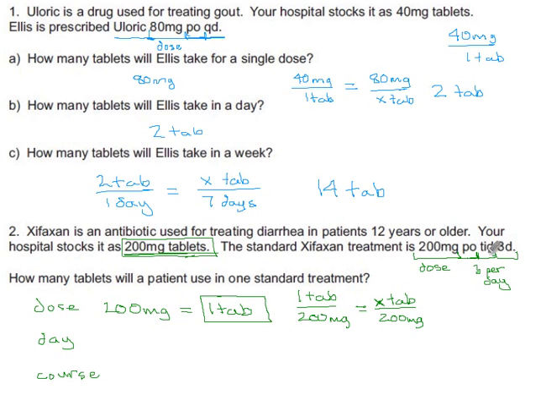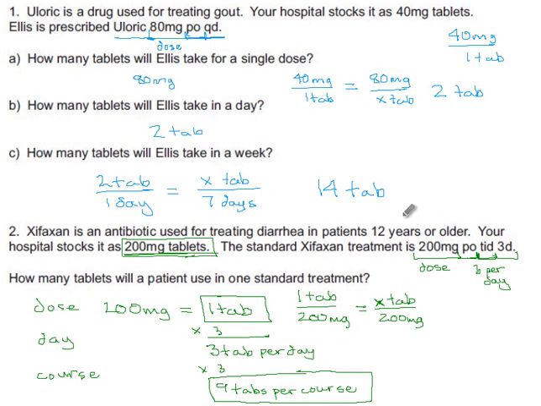Now, in a day, TID means take 3 doses a day. So times 3 means we will take 3 tablets per day. It's 1 tablet per dose, 3 per day. And the course of treatment is 3 days, so times 3 again. That means the entire treatment is 9 tabs per course. If the pill company is really clever, they will make a package that has exactly 9 tablets in it, and that will be just perfect for people who are getting the standard treatment.